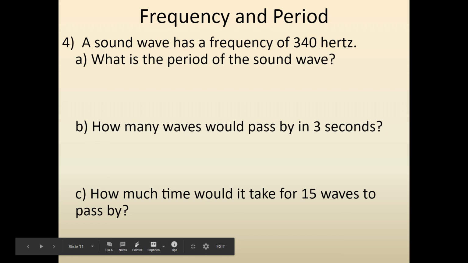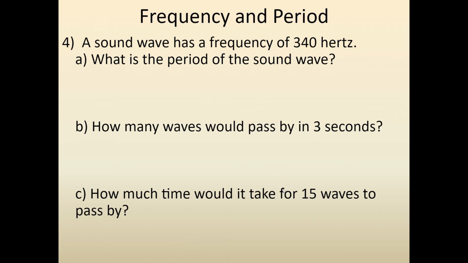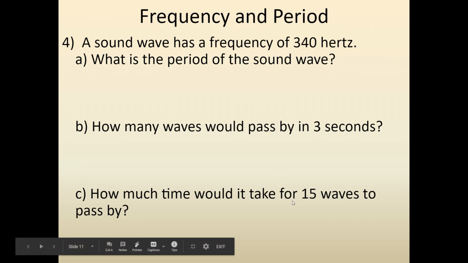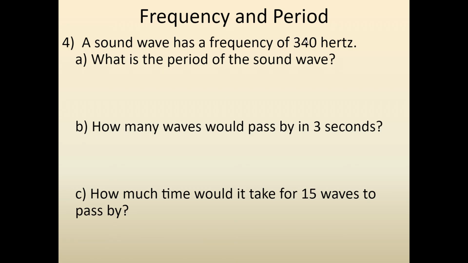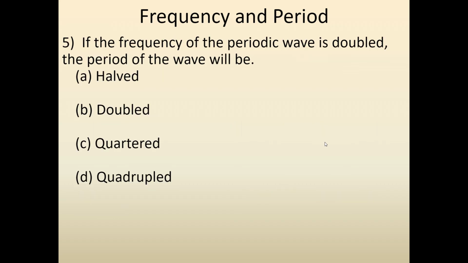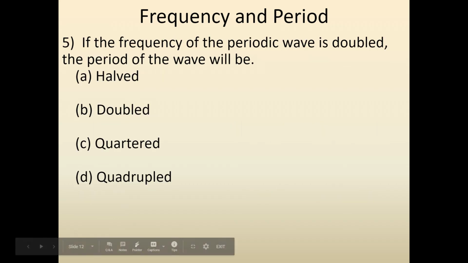Some of you may have been smart enough to realize that to find C, you could have also just taken the period, the time for one wave, and multiplied by 15 to find the total time. And same thing for B, you could have found the frequency, the number of waves per 1 second, times 3 to find the waves for 3 seconds. All right, try question 5.